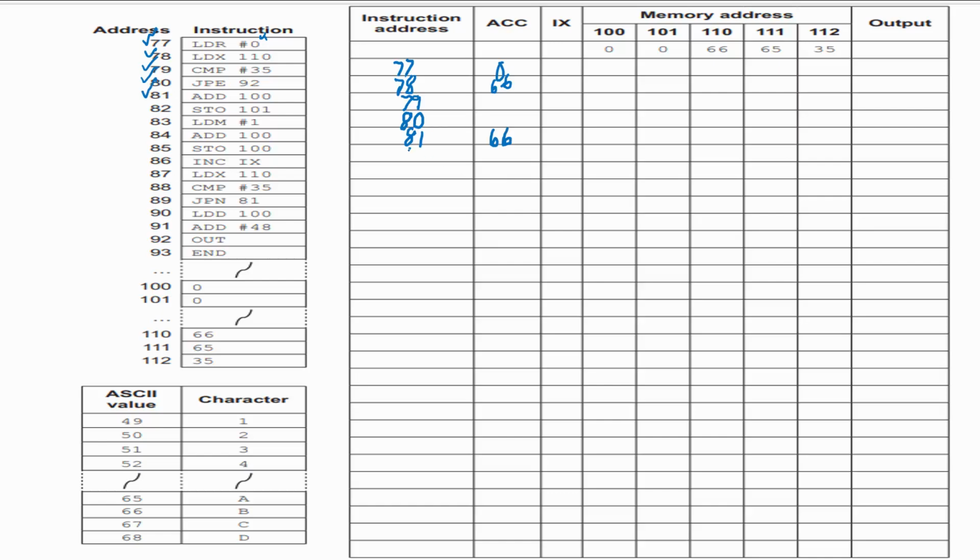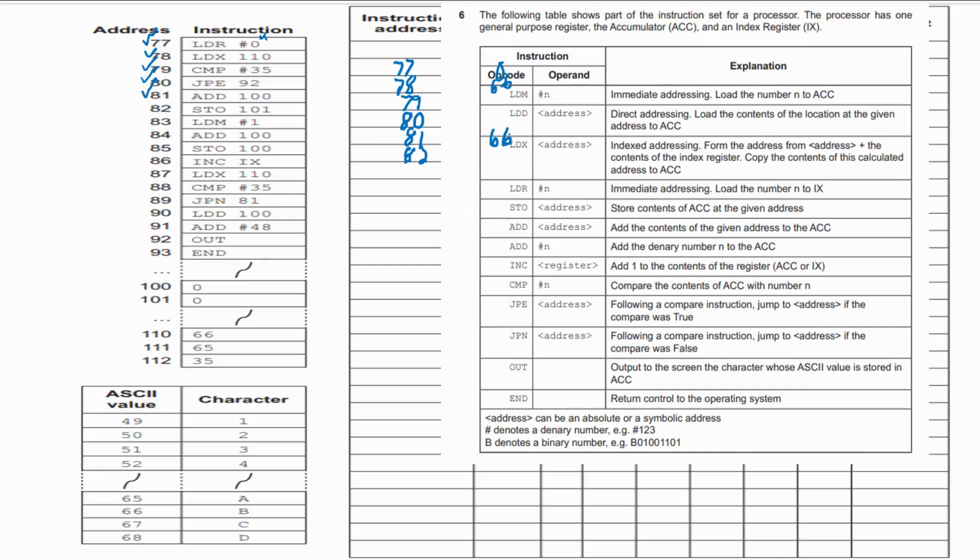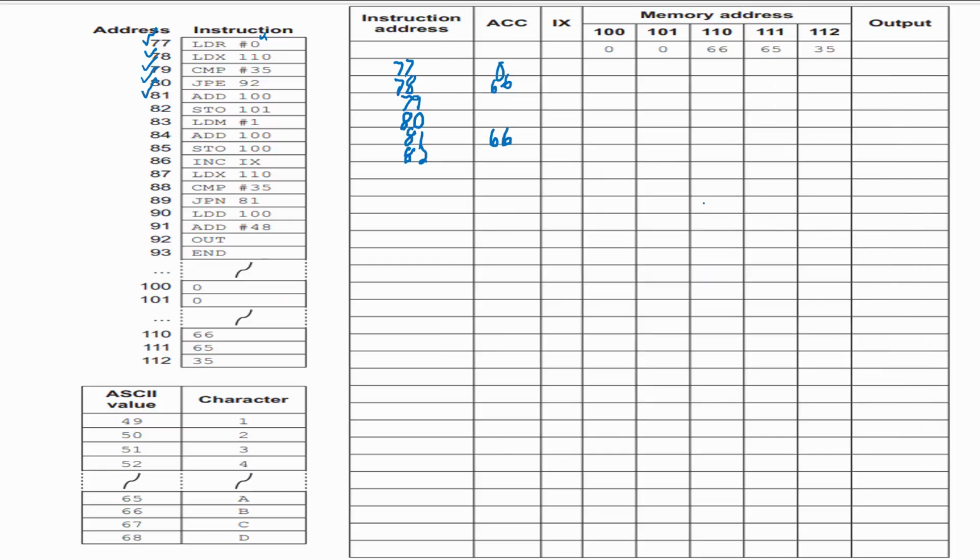82. 82 says store 101, and it's going to store the contents of the accumulator. And this is why you want to be familiar with it. So I'm going to go to 101. I'm going to write 66. Beautiful. The next, put a little check mark here.